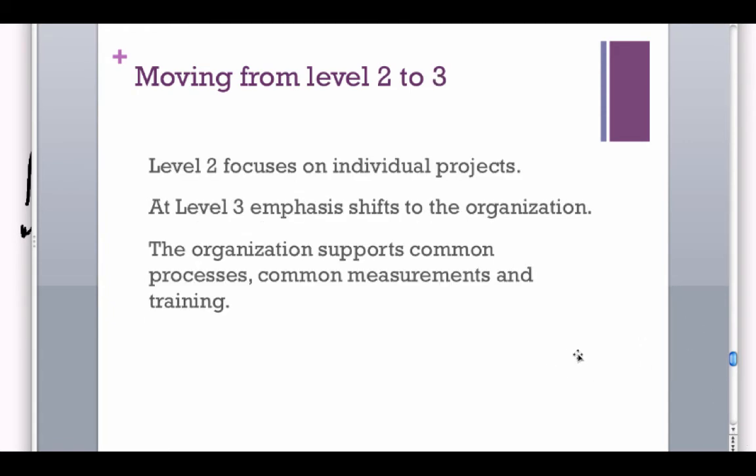Okay, so those are the basic things to go from level 1 to level 2. To go from level 2 to level 3, the focus is a little bit different. At level 2, you focused on your individual project. Your little group has their own process. But at level 3, the emphasis shifts to the entire organization. Okay, so the entire cell phone division of Motorola, they have one process, and all of the little subgroups adhere to that process. So the organization is going to support common processes, common measurements, and they're going to provide training.